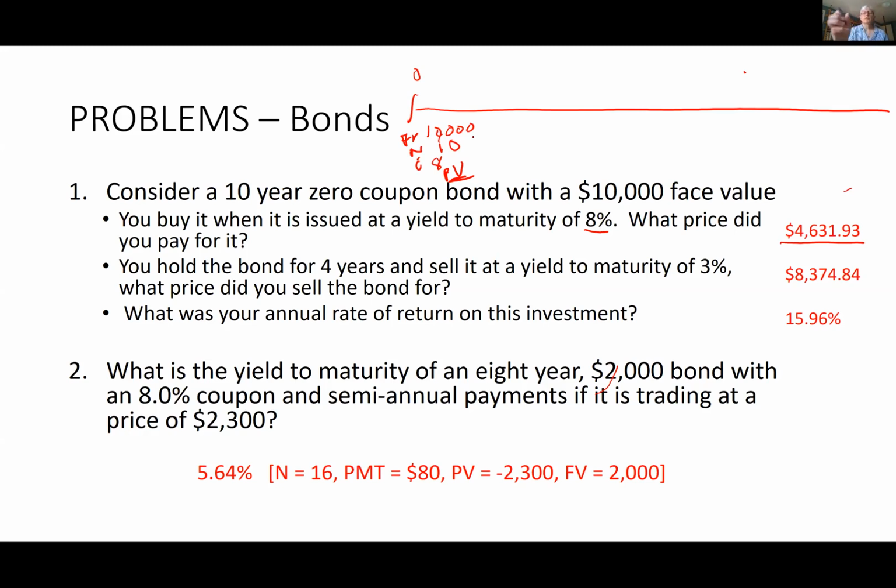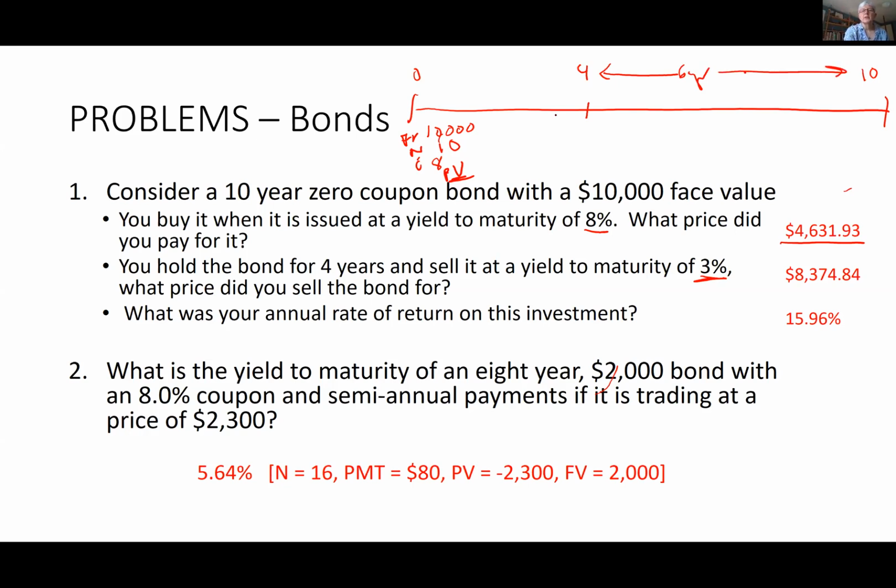Now, when you sell this bond 4 years later, it's trading in the market at a competitive market price. And the price that it's trading at is based on the interest rates at that point in the market. And at that point, the interest rates in the market are 3%. So the price that somebody is going to pay for it is going to be based on the present value for the buyer of receiving $10,000 6 years later, because there's 6 years between year 4 and year 10.